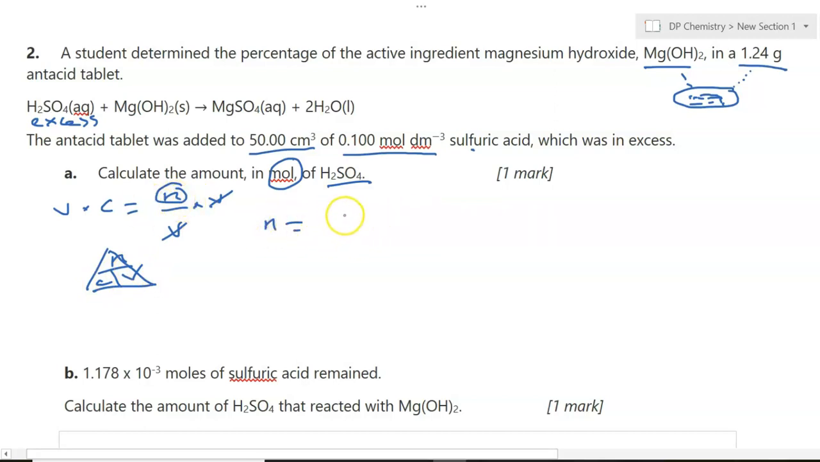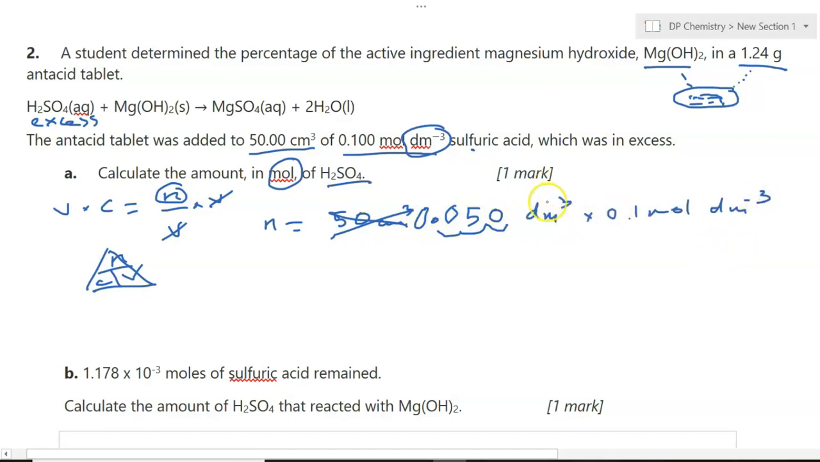So number of mole is 50 centimeter. Oh wait, it's decimeter in the concentration, so I'm going to need to convert this into decimeter. Scratch that out. 50 centimeter is 50. Move it 3 places because decimeter is 1,000. 1, 2, 3. So add another 0. Put the dots here. So now it's decimeter cube.